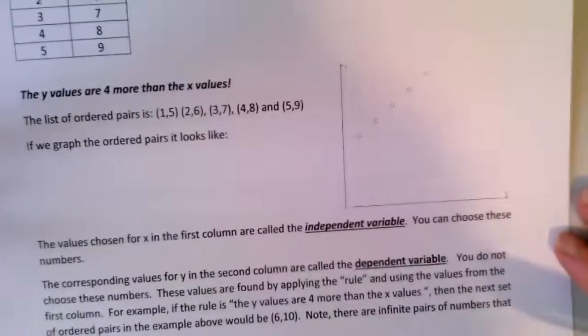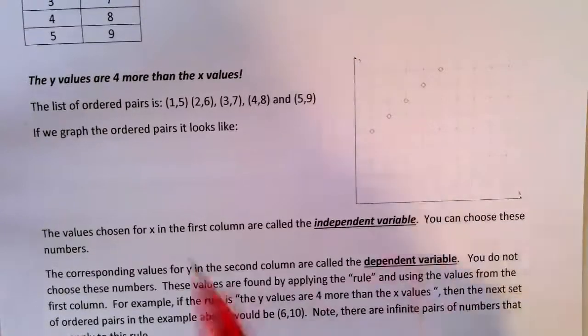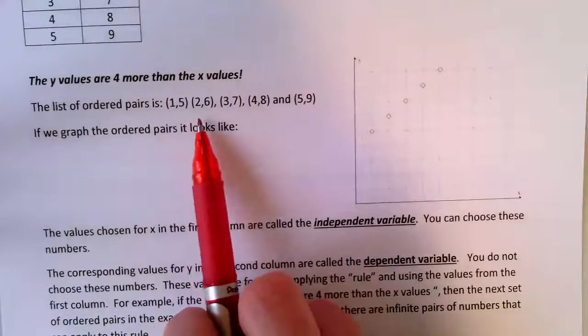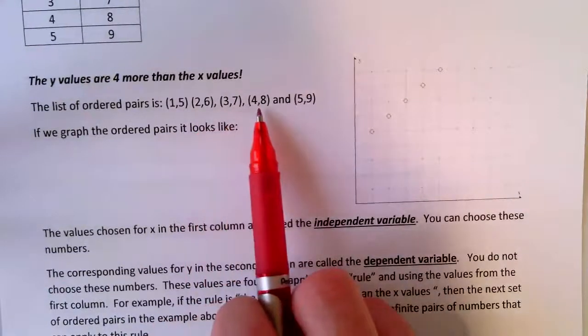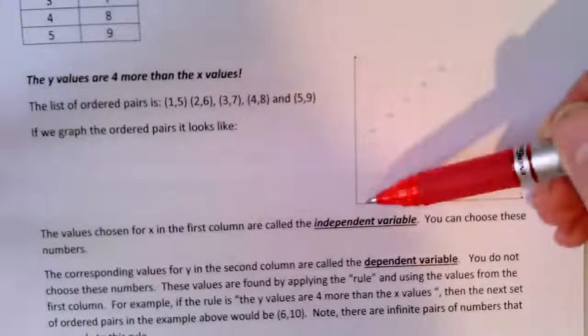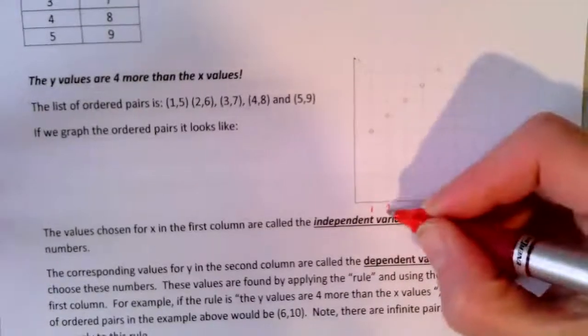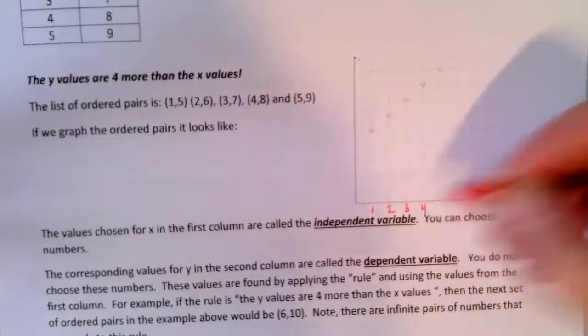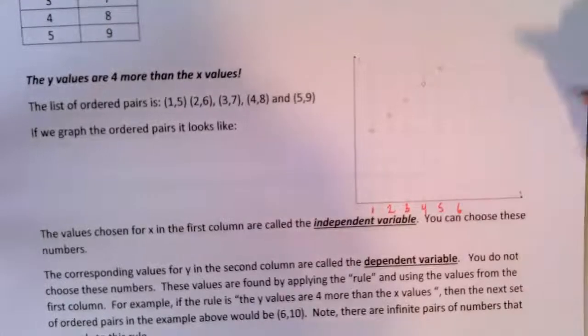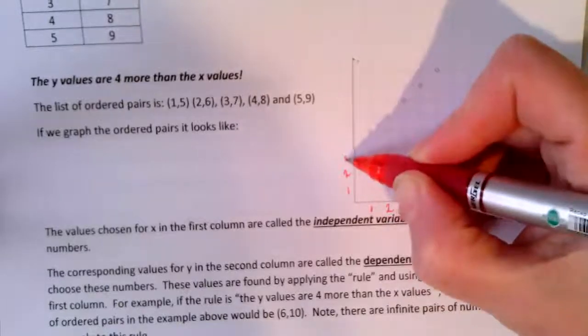And if you move down on the sheet, you will see that the corresponding list of ordered pairs is 1, 5; 2, 6; 3, 7; 4, 8; as well as 5, 9. I have created a Cartesian grid. A scale of 1 has been used. Sorry, the numbers didn't show. And again, on the y-axis, there is a scale of 1.